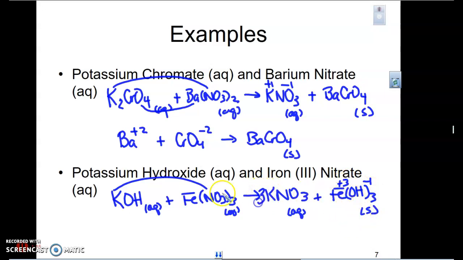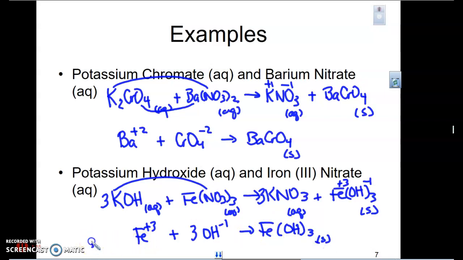So this would have to be balanced, but the big thing here is the net ionic, and the net ionic is going to be iron with a +3 charge, 3 hydroxides, each with a -1 charge, get together and they do something. They form a precipitate. So that is our net ionic right there.